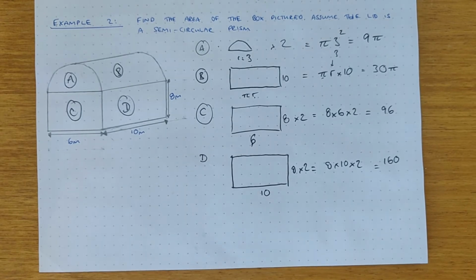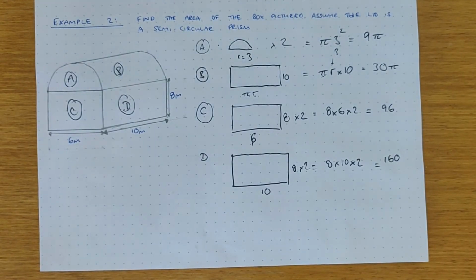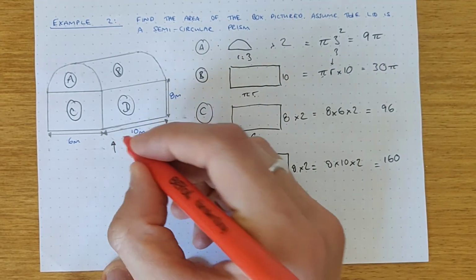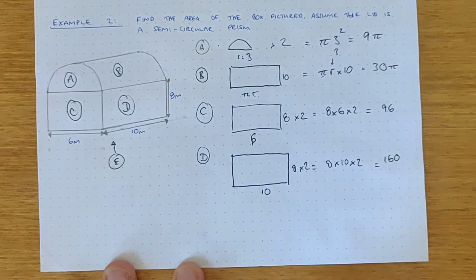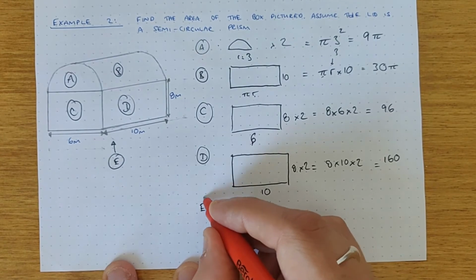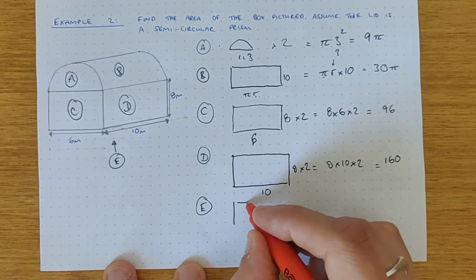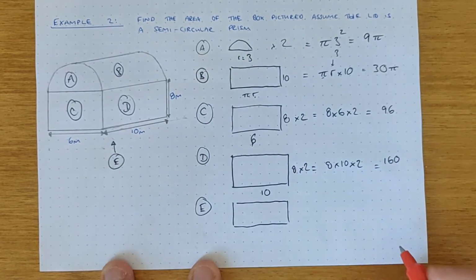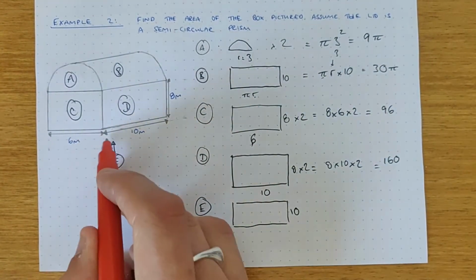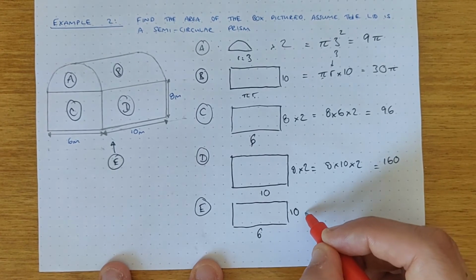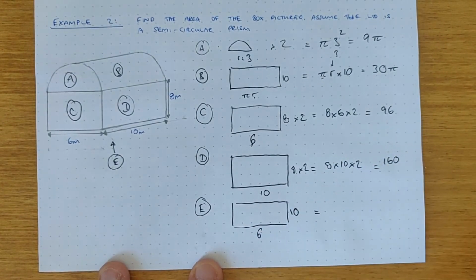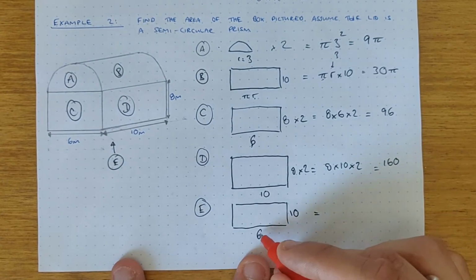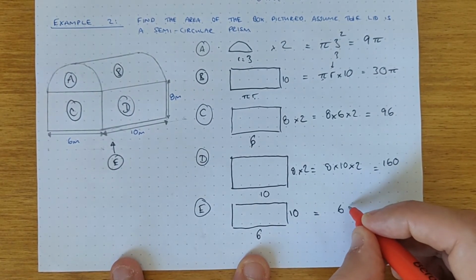I then have one last side I need to make sure that I'm using. Okay, one last side. And that is underneath. I'll label it E and draw a quick sketch. I have a length of 10, a length of 6, and this time I only have one of them. Okay, I only have one of them. So that will give me 6 times 10, which is 60.